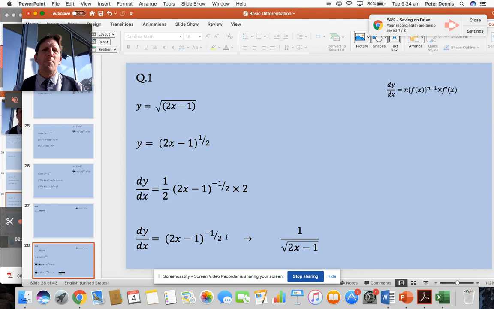So the question's written like this, so it is nice to write the answer like this, but this is a correct answer. So just be aware of that. Sometimes it is important to be able to write it differently, but this is a correct answer.